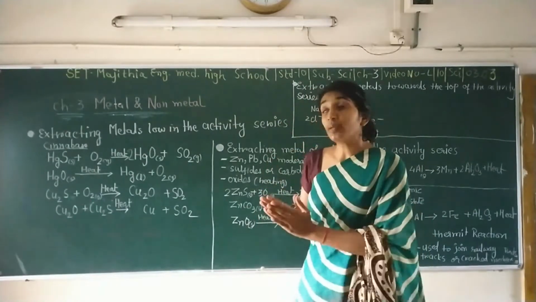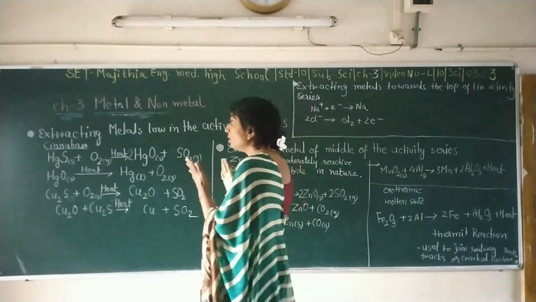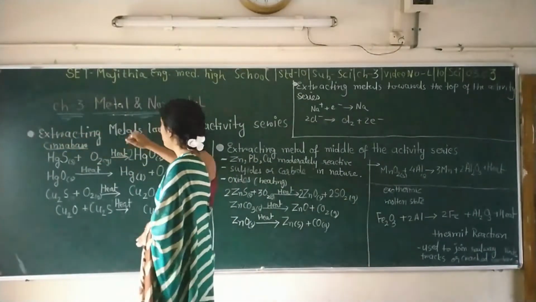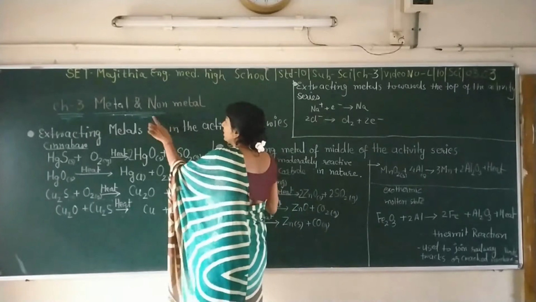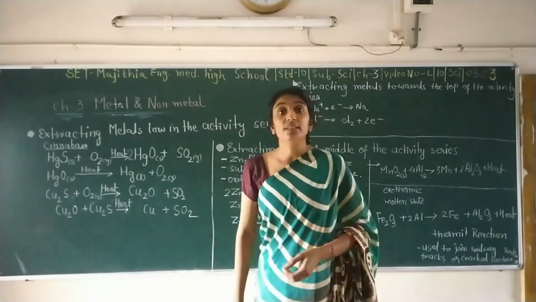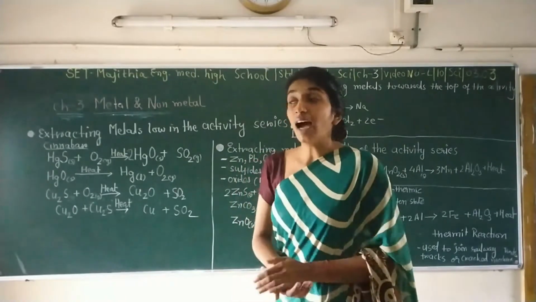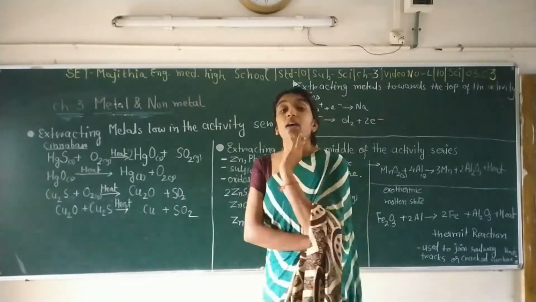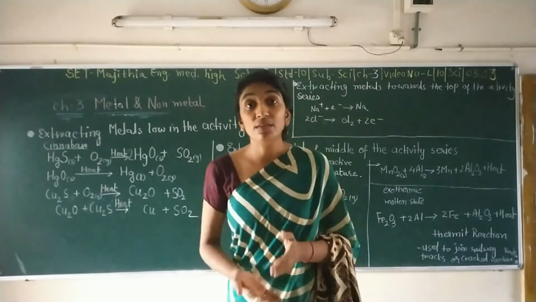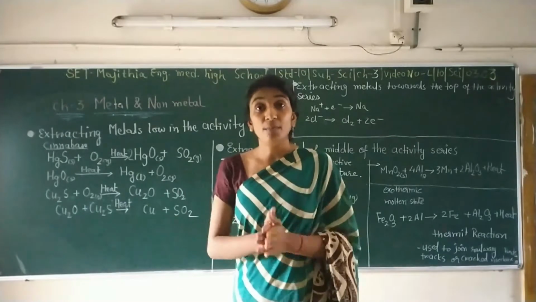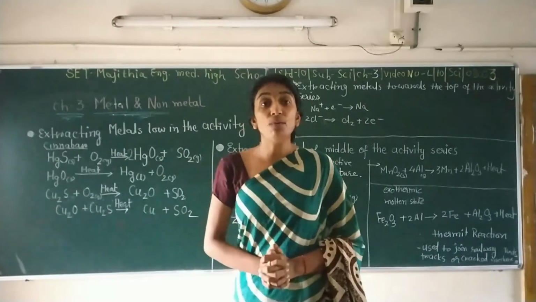So in this segment, we are going to discuss how these reactions take place. For extracting a metal, we need to know the activity series. Mercury, gold, and silver have very low activity. The metals which have very little activity can be extracted from their respective ores.